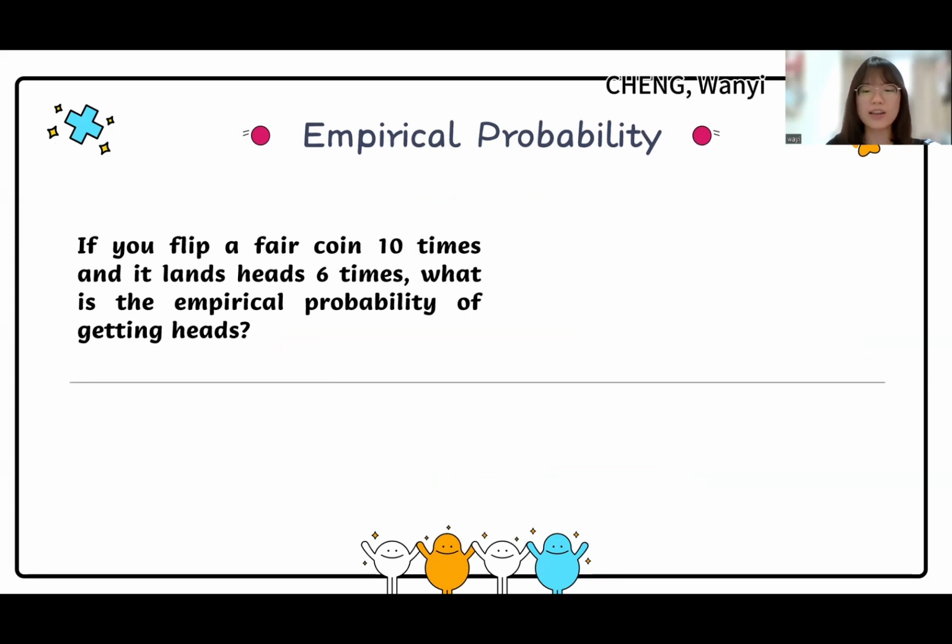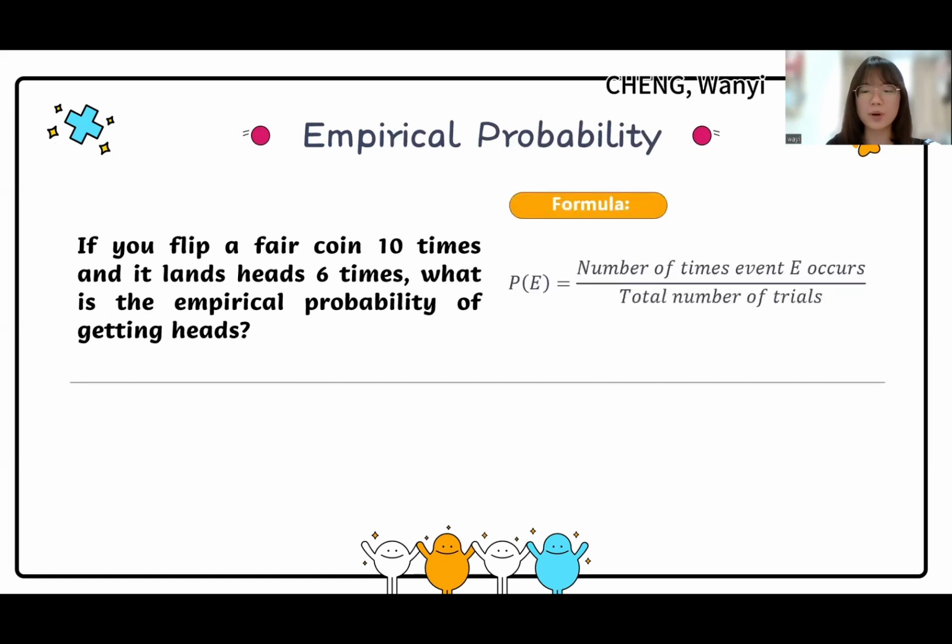Sure, we also have a formula to calculate the probability. The formula of empirical probability is equal to number of times event E occurs divided by total number of trials. Okay, I give you 5 seconds to calculate this result.